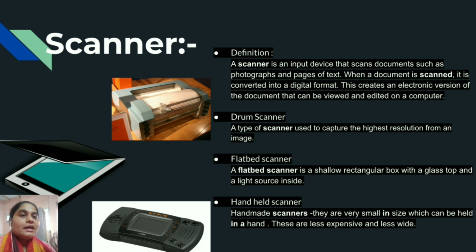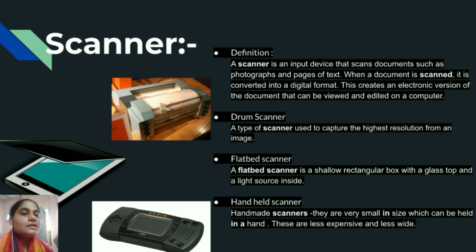What is a scanner? The definition of a scanner is an input device that scans documents such as photographs and pages of text. When a document is scanned, it is converted into a digital format. This creates an electronic version of the document that can be viewed and edited on a computer. Generally a scanner is used to convert the hard copy into a digital copy, so we can edit and modify it in the computer. So here we have three types of scanners.